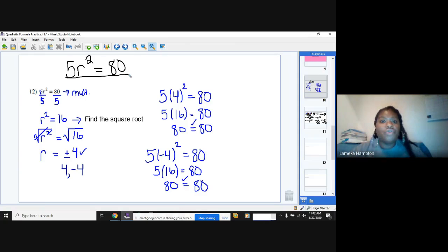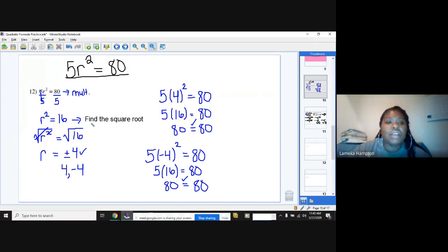Okay, so this was just a straight up multiplication problem. I didn't have to maneuver anything. I didn't have to move anything around. I just looked at it and, oh, that's a multiplication problem. Okay, so then I had to divide both sides by the coefficient, which was 5. And when I did that, I was left with r squared is equal to 16.